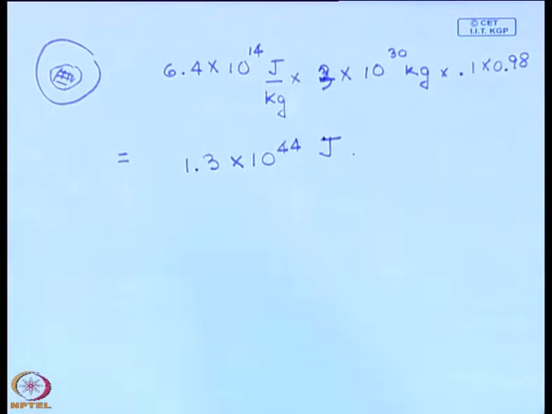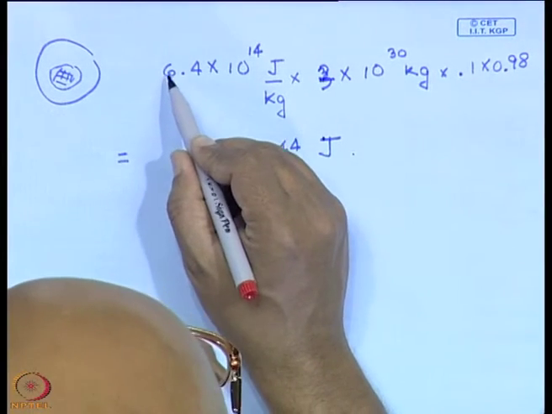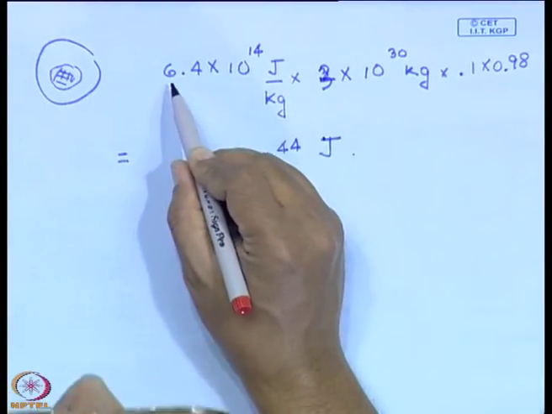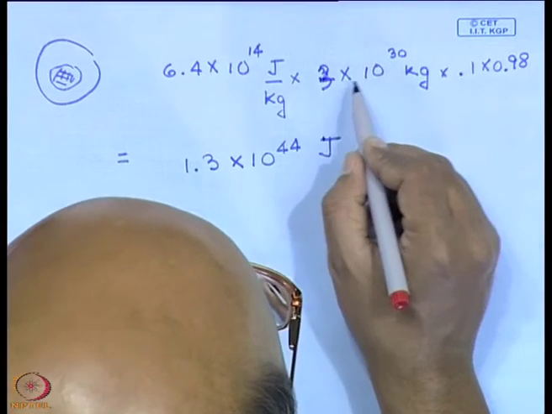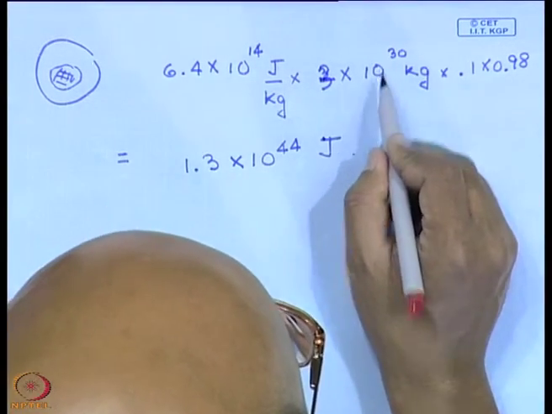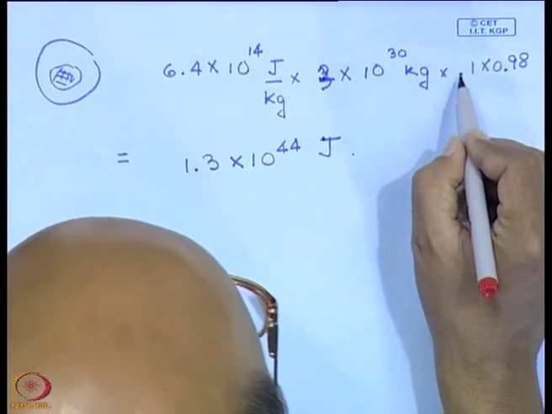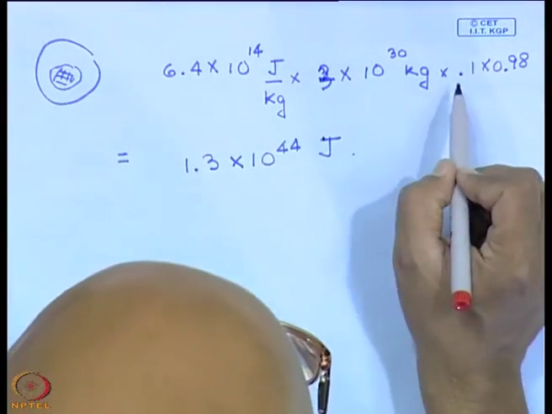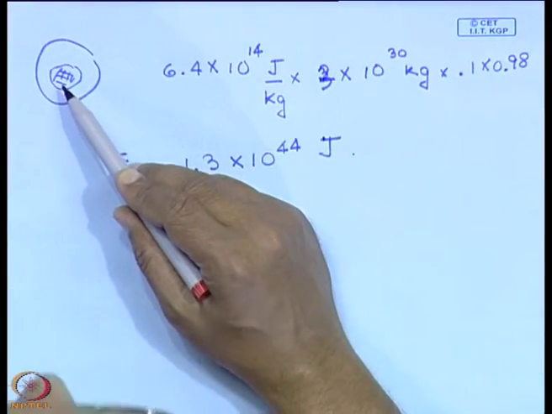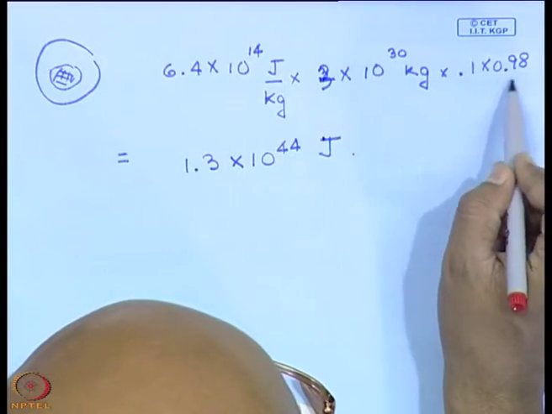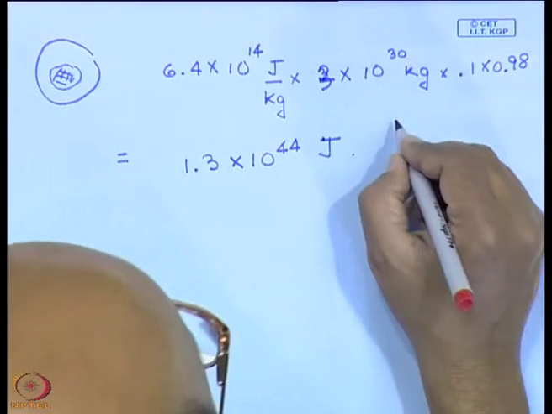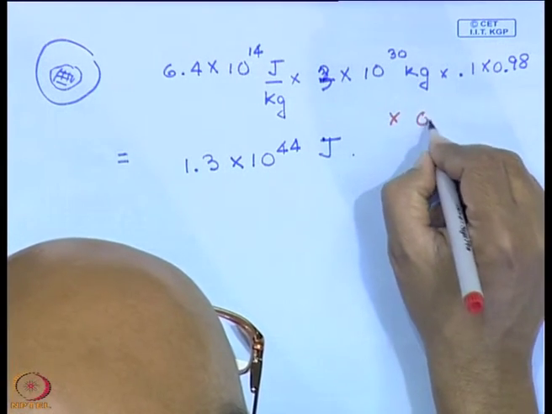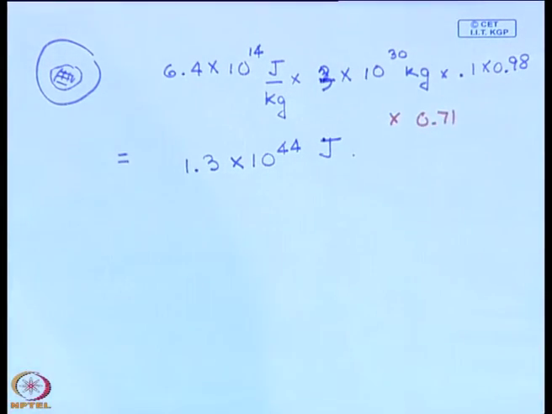Okay. So, what have we done? This is the energy that will be released if we can burn 1 kilo of hydrogen. The mass of the sun is 3 into 10 to the power 30 kg, and 10% of that in the center is going to get converted into helium, and 98% of that energy is going to get transferred. There is another factor which I should include, and that is a factor of 0.71, because only 71% is hydrogen and the rest is helium.